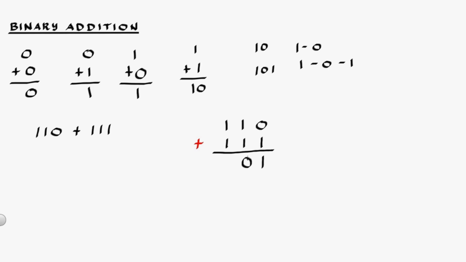Then always add two digits at a time. So 1 plus 1 is equal to 10. This is your 0, and carry your 1 to the next column. Plus 1 is equal to 1, then bring down 1. So 110 plus 111 is equal to 1101.